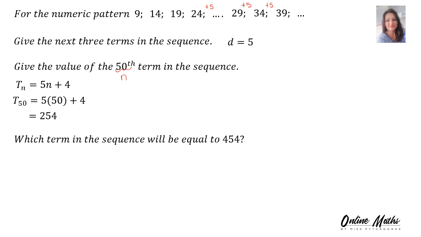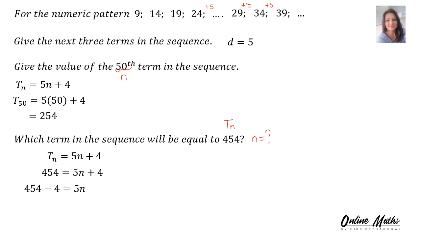Which term in the sequence will be equal to 454? Now, what am I asking? I'm asking n, which term's value is 454. So 454 is Tn. Into the formula, Tn is equal to 5n plus 4, the formula for the nth term. In Tn's place, we substitute 454 equals 5n plus 4. What are we looking for?